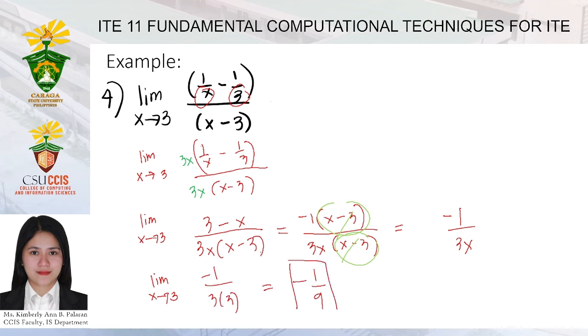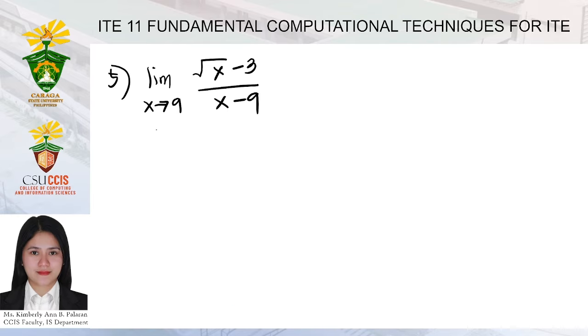So, that will be your final answer. The limit of this function is negative 1 over 9. Okay, next example. We have here the limit as x approaches 9.